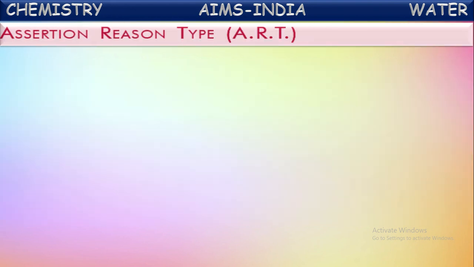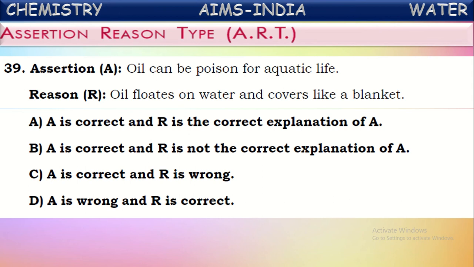Next, one more assertion reason question. See the assertion: oil can be poisonous for aquatic life. Actually, oil is not toxic in nature, but it is poisonous to aquatic life. Why? Because oil floats on water and covers it like a blanket. Because of this, gases like carbon dioxide and oxygen cannot dissolve into water from the atmosphere.